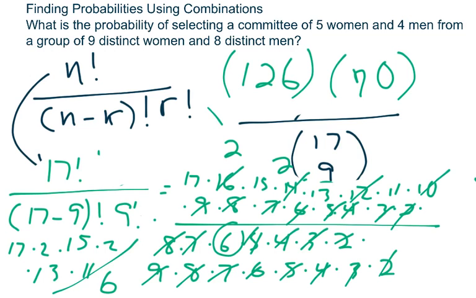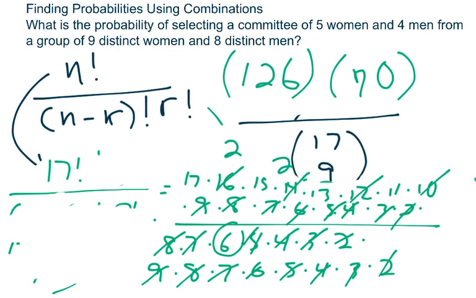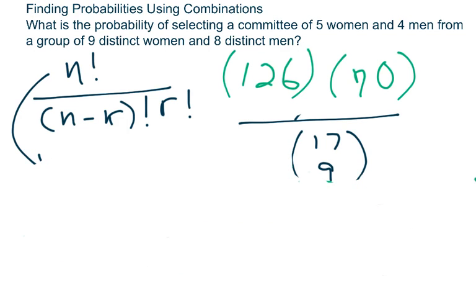Our result is 24,310. So we erase our 17 choose 9, and write in the number of different ways this can occur, which is 24,310.